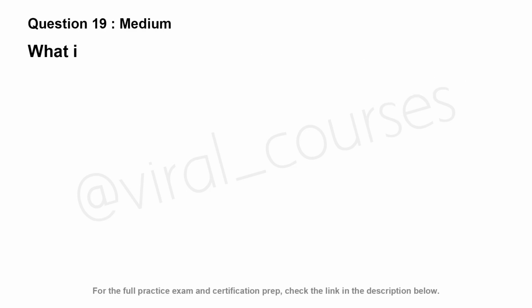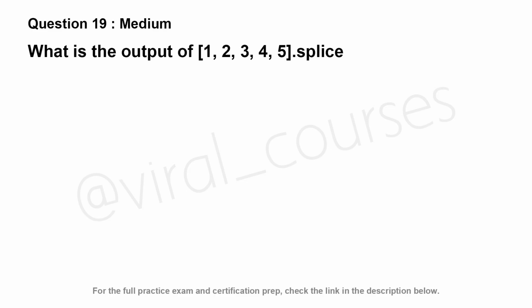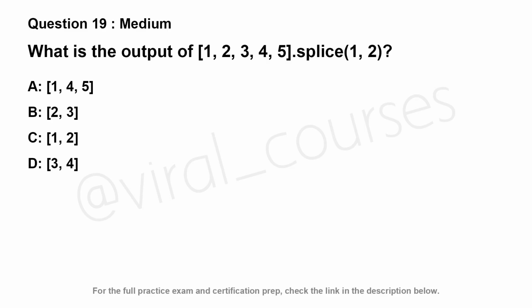What is the output of [1, 2, 3, 4, 5].splice(1, 2)? Option A, [1, 4, 5]. Option B, [2, 3]. Option C, [1, 2]. Option D, [3, 4].